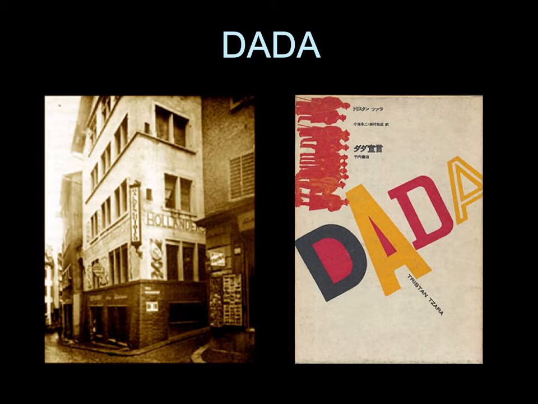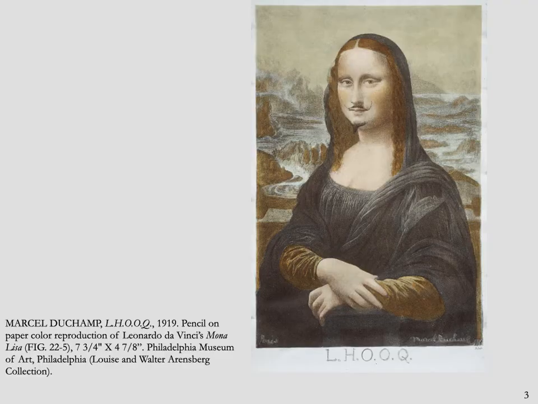So how does one go about being an artist if they're anti-art? The answer? Ridicule the very institutions of art. Duchamp takes the most iconic image of the Western art tradition and defaces it. He drew with pencil on a color reproduction of the Mona Lisa, classic goatee.